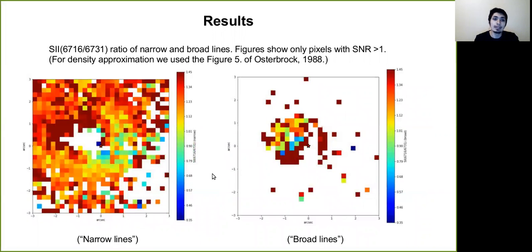We calculate the sulfur 2 lines ratio, and here higher values of the ratio mean lower values of density. So there are some regions that have higher values of density in the narrow lines, and also a region with higher values of density in broad lines.